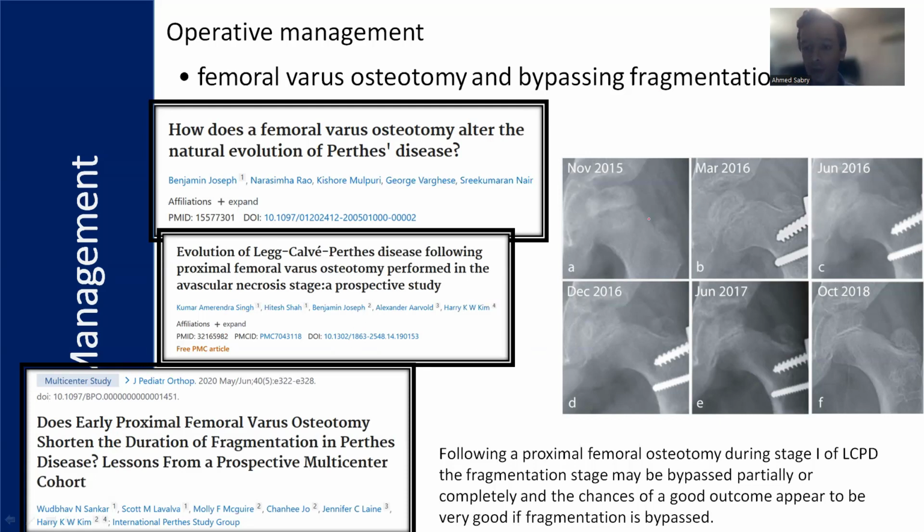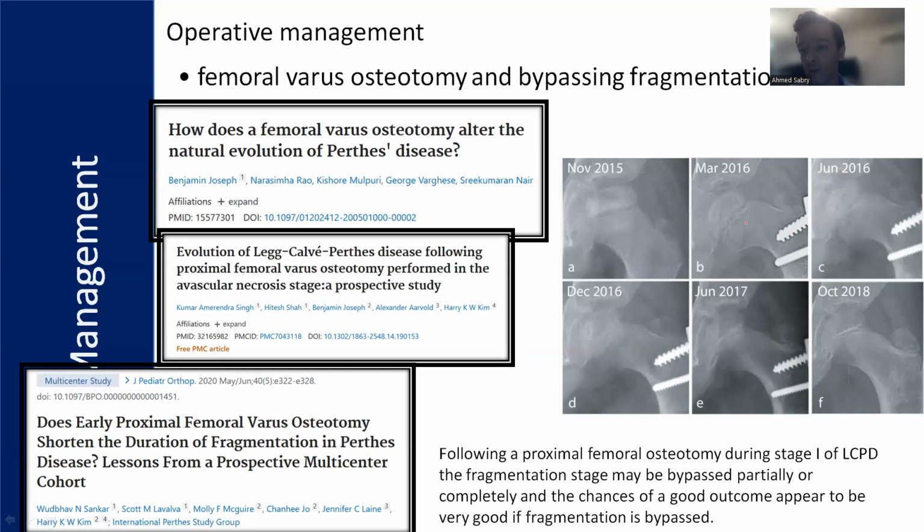This is an X-ray of a case that was done. They suggested that we do the femoral varus osteotomy early in stage 1. We determine like the outcome of it, usually by perfusion MRI. We can use other quantitative MRI methods like we mentioned before. If it's going to be progressive, we usually do a proximal femoral osteotomy in stage 1 of Perthes disease. And they found that fragmentation stage was bypassed.